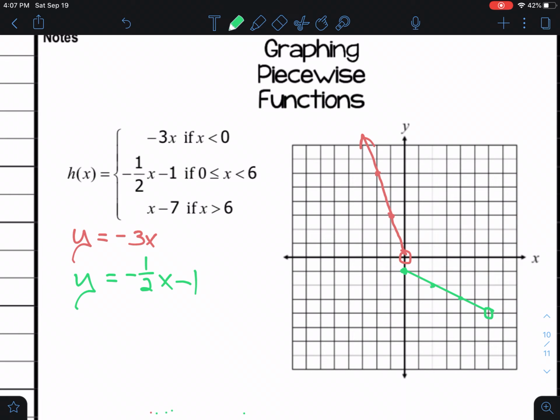All right, now we have the last piece. And so this would be y equals x minus 7. All right, so that means my y-intercept is negative 7. 1, 2, 3, 4, 5, 6, 7. And then my slope is 1, so that means up 1 over 1. Okay, I'm going to do that a number of times.